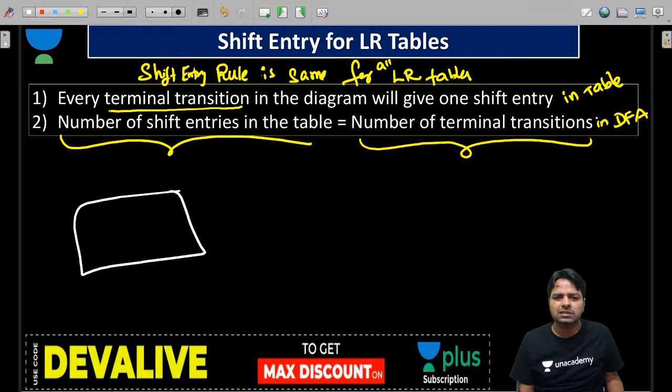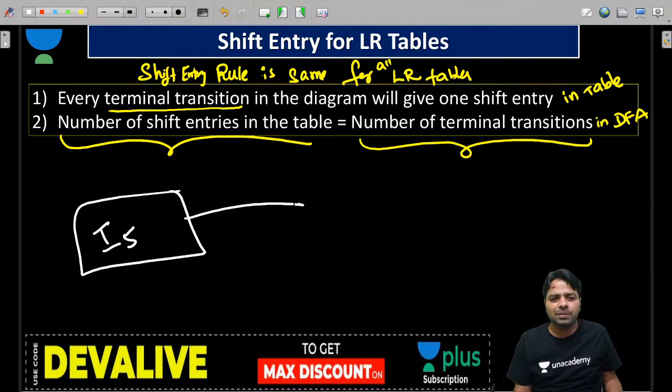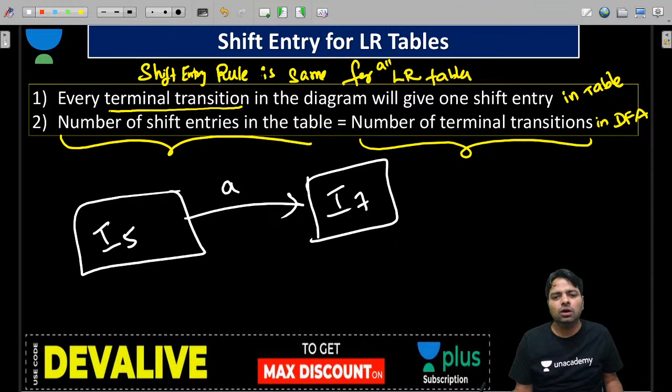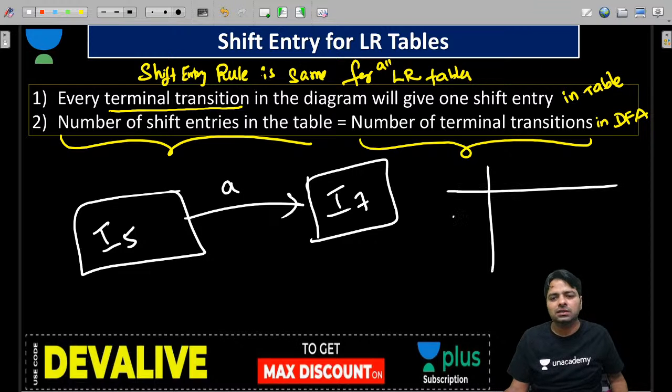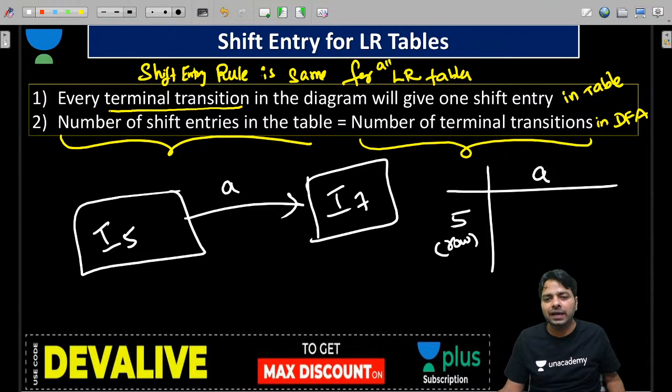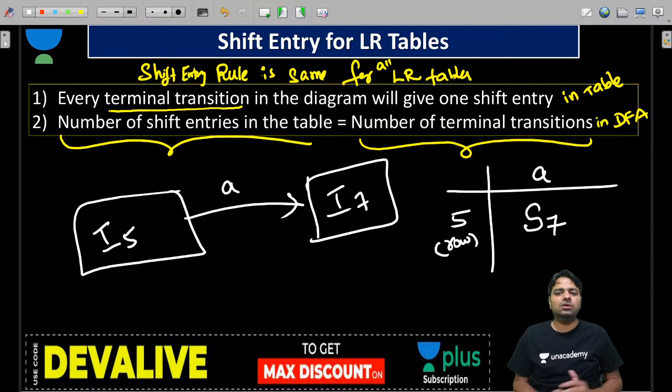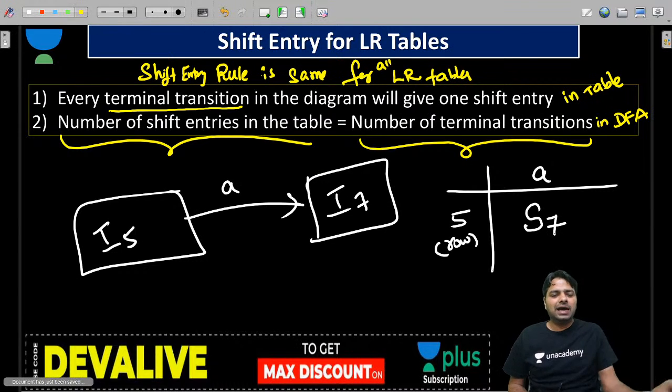Let's look at it. I have a state, let's say I5, and from here, on small a, I'm going to I7. Then you are going to give one shift entry for this, guys. How? Just look at this. The fifth row, this is a row, guys. Row 5, and under a, you are going to say 7, but this is a shift 7. So S7 we are going to write. Look at that. I have a terminal transition so I will get a shift entry in the table.